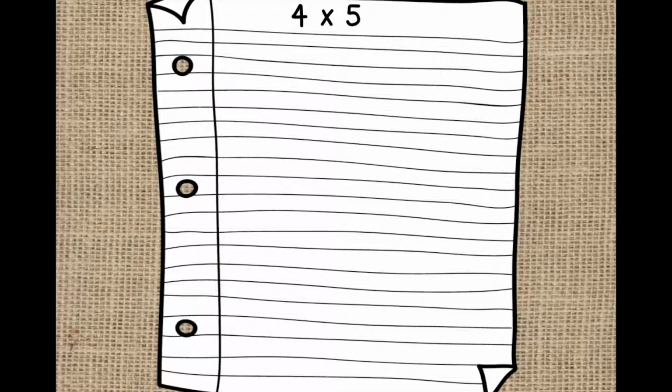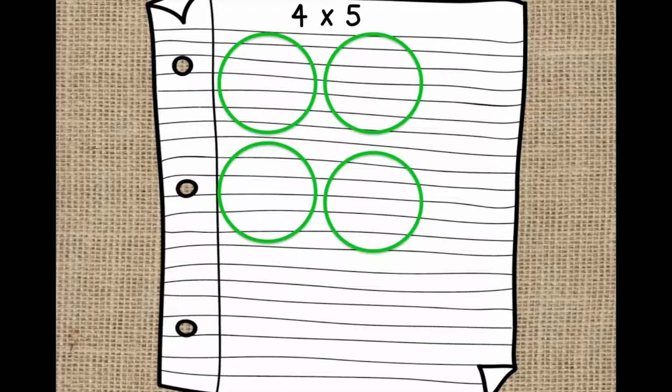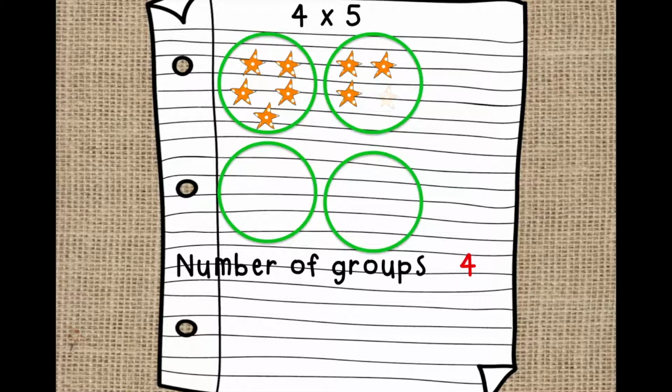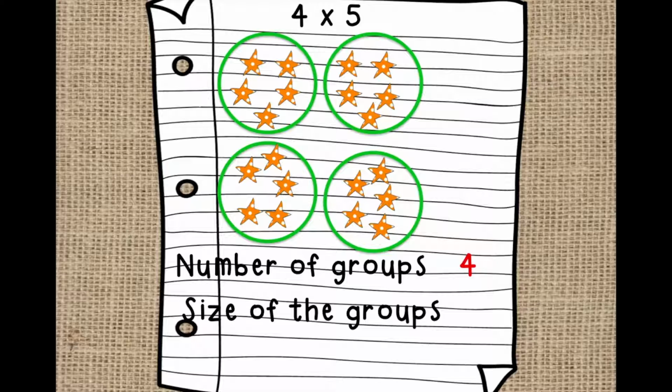Alright, let's try 4 times 5. I'm going to draw 4 groups. So I already know the number of groups is 4. Then I'm going to put 5 in each group. I'm putting 5 stars in each group because 4 times 5 is 4 groups of 5, so I know the size of the groups is 5. And the total I can find by counting them all up and getting 20. So my multiplication problem is 4 times 5 equals 20. So based on this picture, I know the number of groups is 4, the size of the groups is 5, and my total is 20.